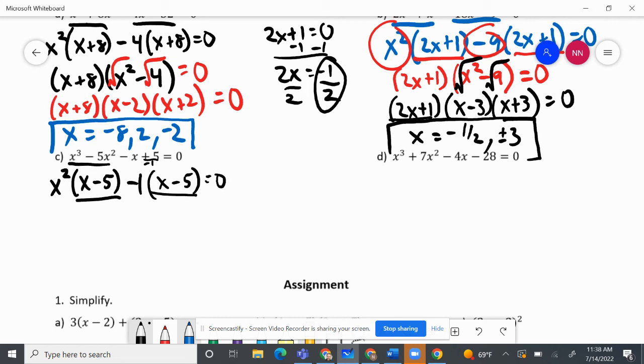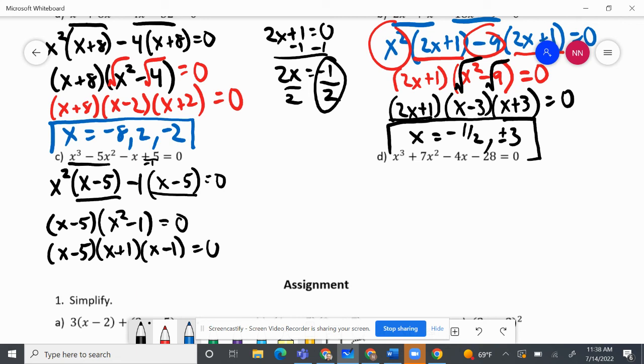We see that they both have an x minus 5 in common, and we have an x squared minus 1. And as we've already discussed in a previous problem, the x squared minus 1 would be an x plus 1 and an x minus 1. And that would be x equals 5 and plus or minus 1. Or you could put negative 1, positive 1.